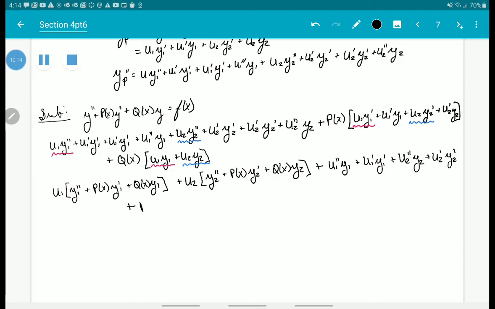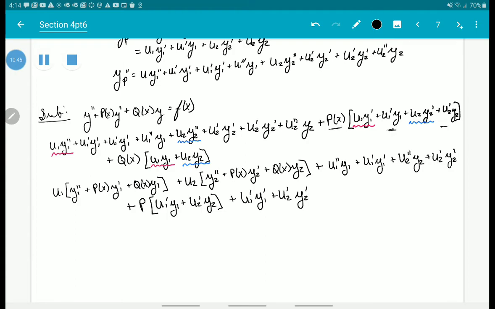Plus, and I'm going to do some grouping here. So if I look at what's left with that p of x here, I still have these two terms in there: u1 prime y1 plus u2 prime y2. And then I have a u1 prime y1 prime plus a u2 prime y2 prime.